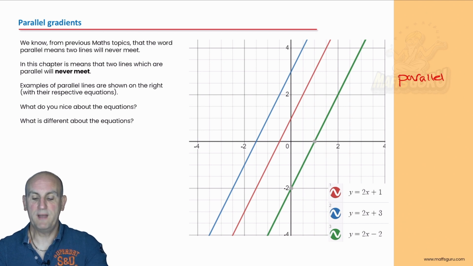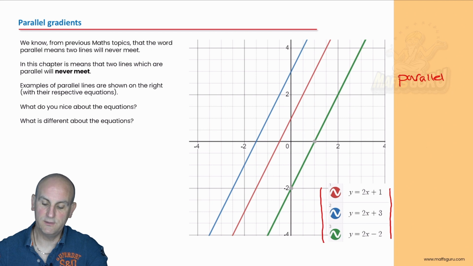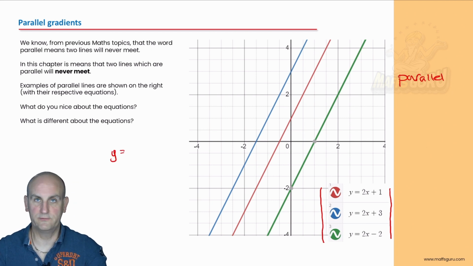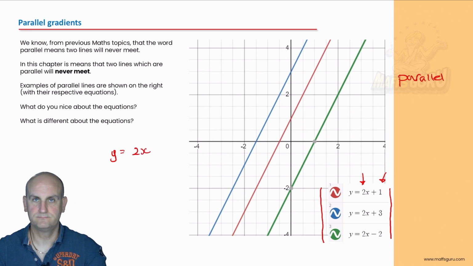So they are parallel. What I want you to then do is look at these three equations. These three equations down here are the ones that created those lines. Now notice they all start y equals. They all have different numbers at the ends, 1, 3 and -2. But what do you notice about the number in front of the x? They all have 2x in them.